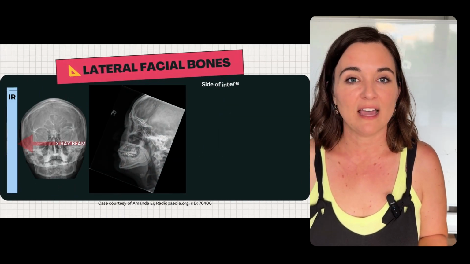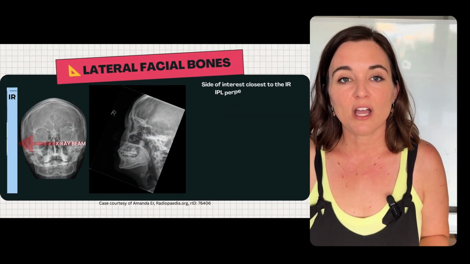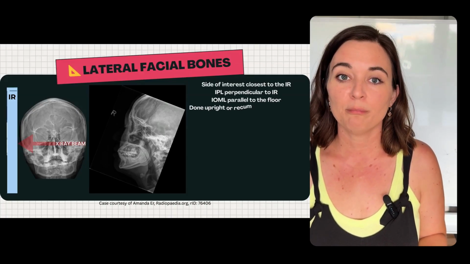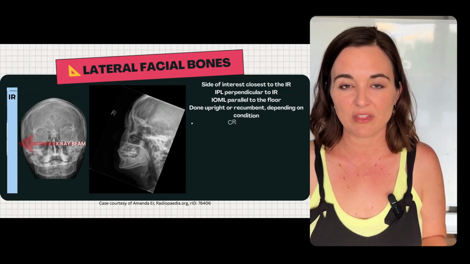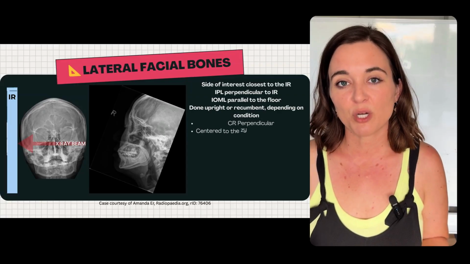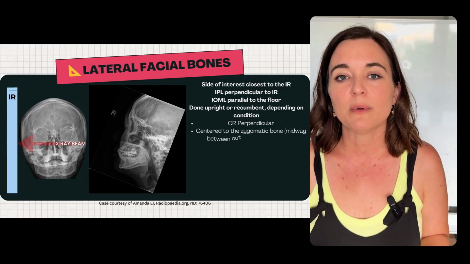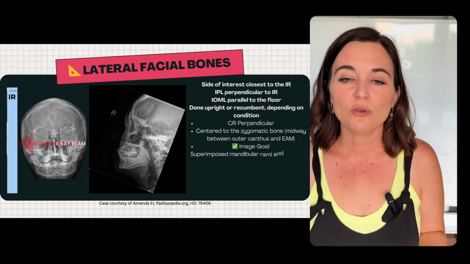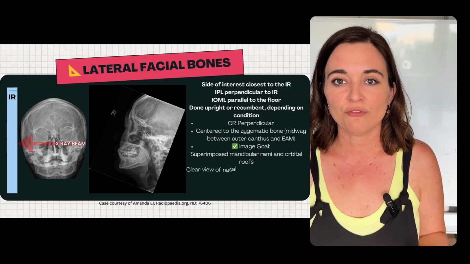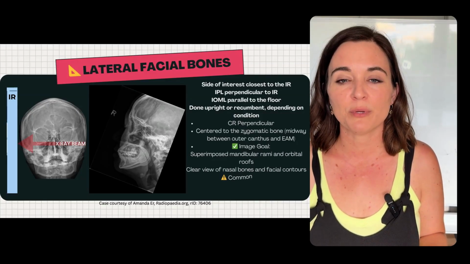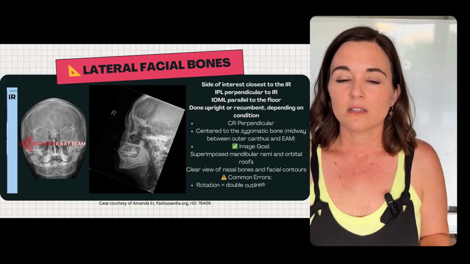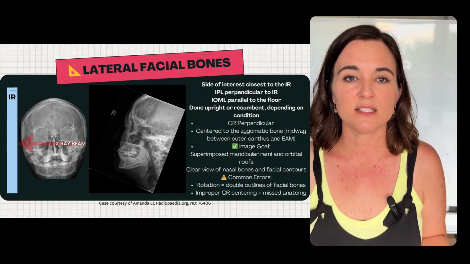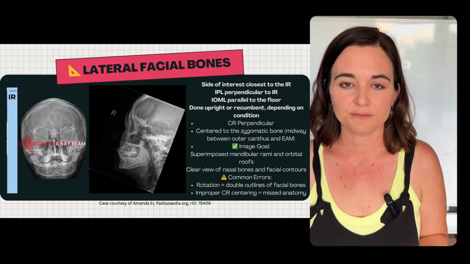Next up, we have the lateral facial bones. You want your IPL perpendicular to the IR and your IOML parallel to the bottom of the IR. Your CR is perpendicular to the zygoma, about midway between the outer canthus and the EAM. Our goal here is a lateral profile of facial bones with superimposed zygomatic arches. This is a good view to assess nasal bones, maxillary sinuses, and general facial contour.